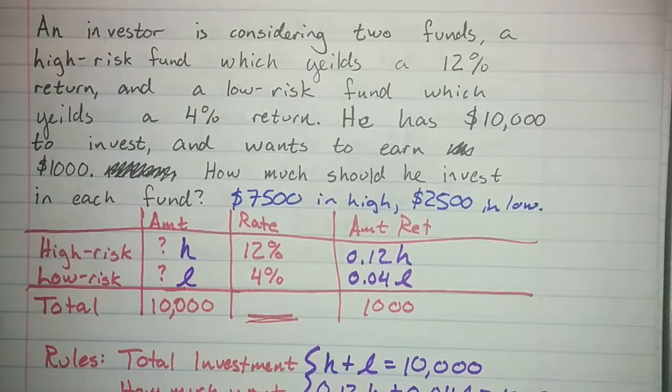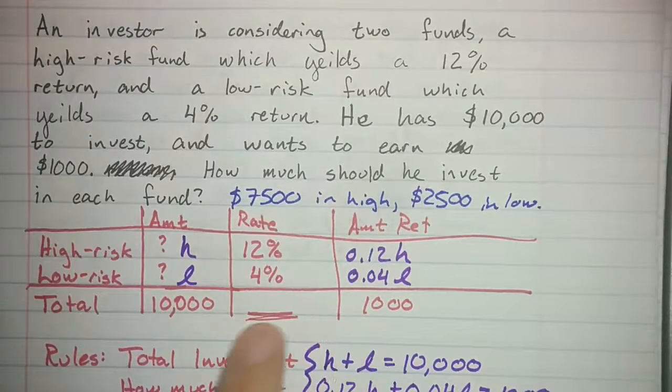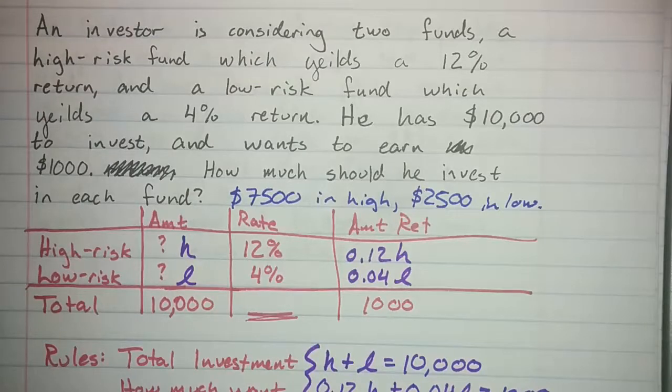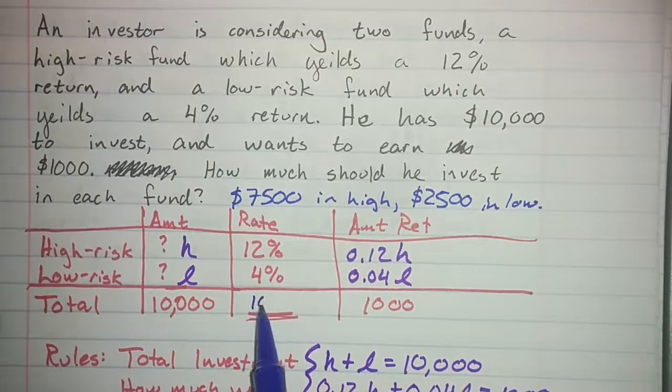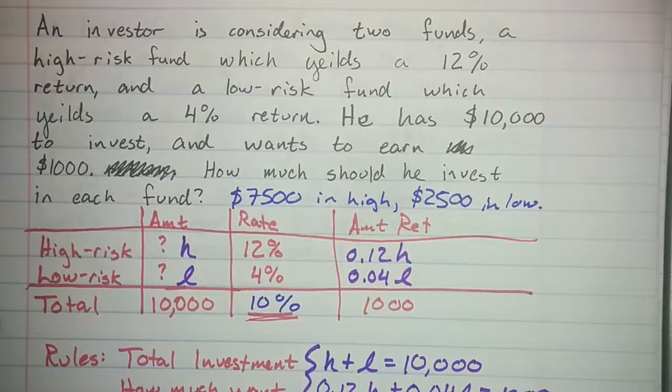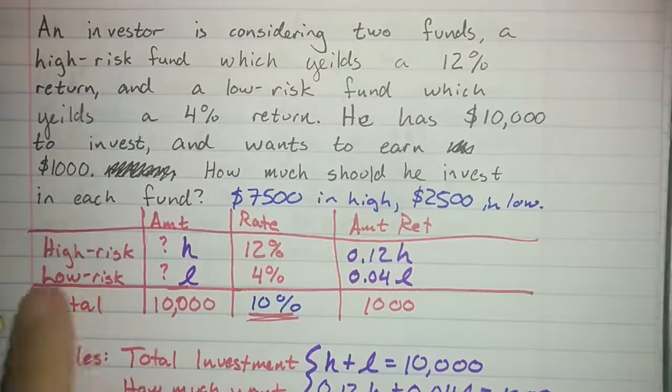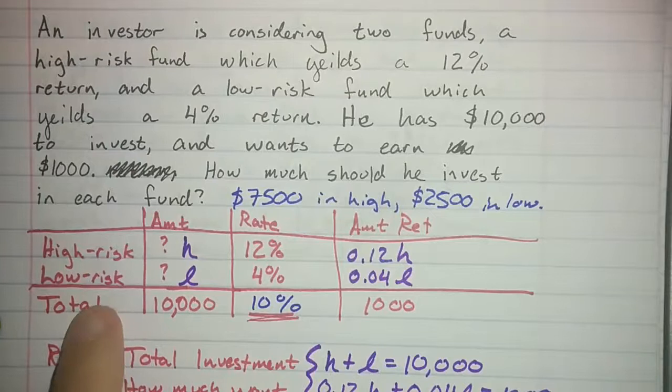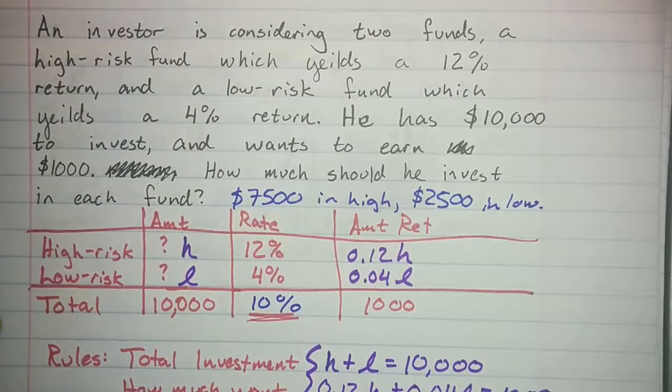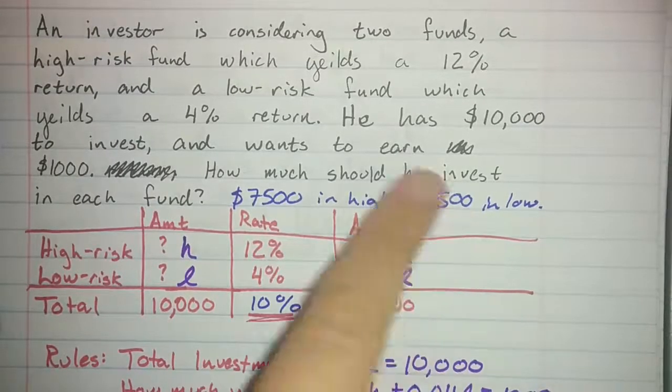Are those numbers reasonable? I'm actually going to do a little bit more arithmetic to decide if those numbers were reasonable. Right, what was the rate of return on the total investment? 1,000 divided by 10,000, that's 10%, right? Now, is 10% closer to 12% or closer to 4%? Right, it's closer to 12%. So the mixture is closer to being like the high risk than being like the low risk. I expect that I've invested more in the high risk account. And in fact, that's what I see. These numbers are reasonable.